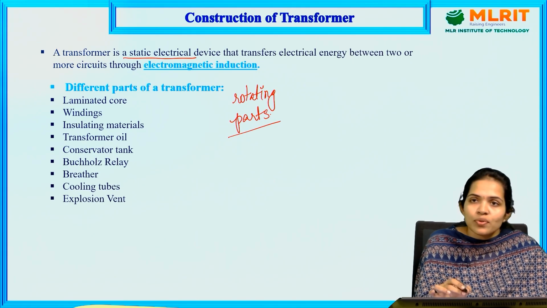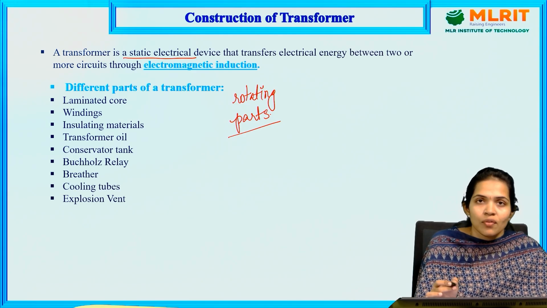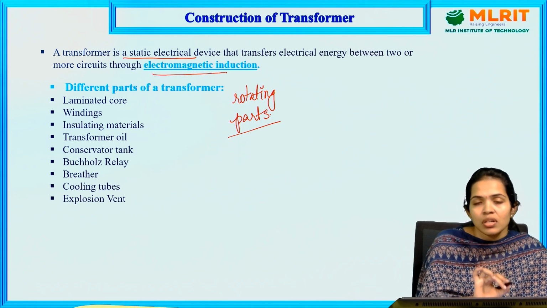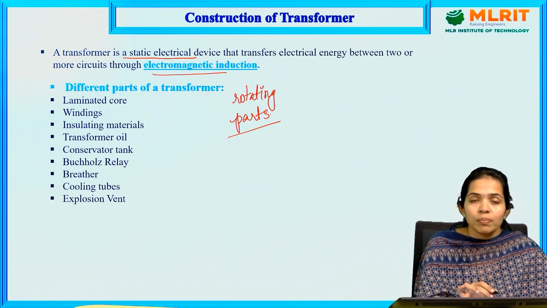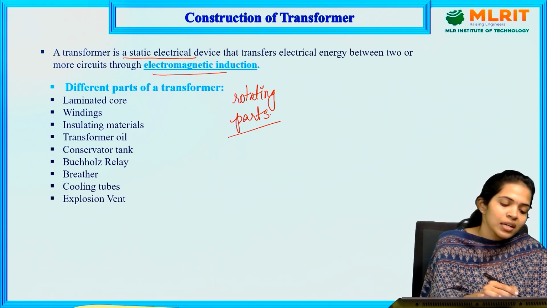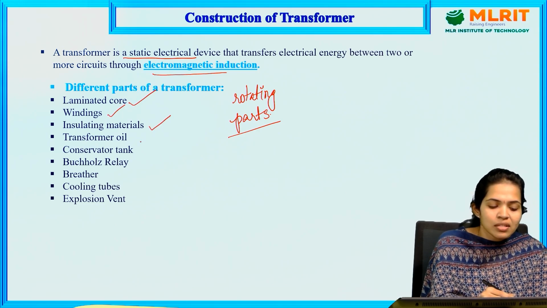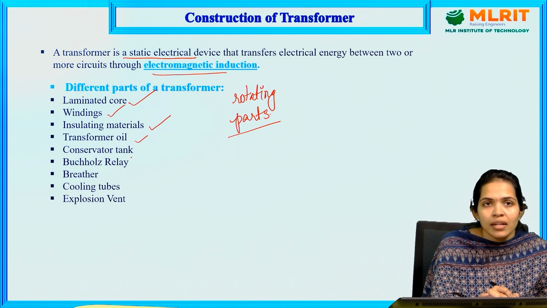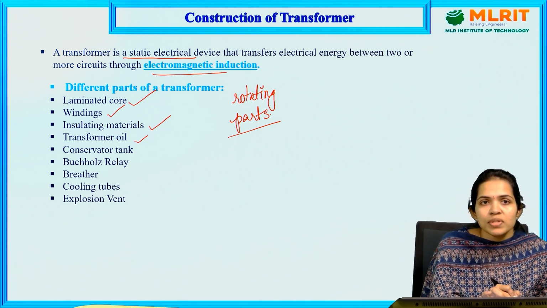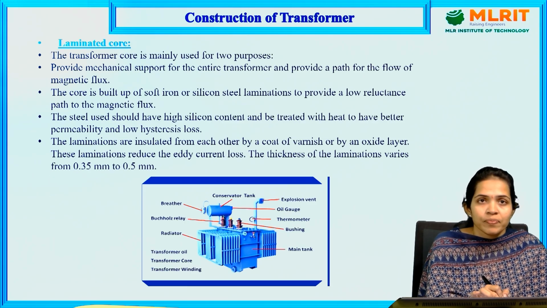So transfer of energy happens from the primary circuit to the secondary circuit of the transformer with the help of electromagnetic induction, which we have seen clearly in the working of the transformer. So the basic parts of the transformer are nothing but the laminated core, the windings and the insulating materials, the transformer oil, the conservator tank and the Buchholz relay, the breather, the cooling tubes and the explosion vent. So all these parts we will discuss clearly in the coming slides.